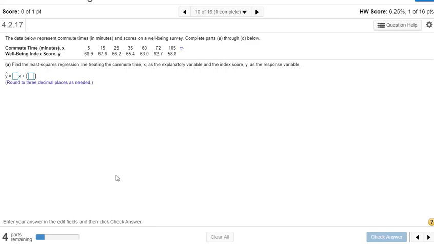All right, the data below represent commute times in minutes and scores on a well-being survey. Complete parts A through D below. So find the least squares regression line, treating the commute time as x, the explanatory variable, and the index score y as the response variable. So I'm going to go ahead and open this up in StatCrunch.